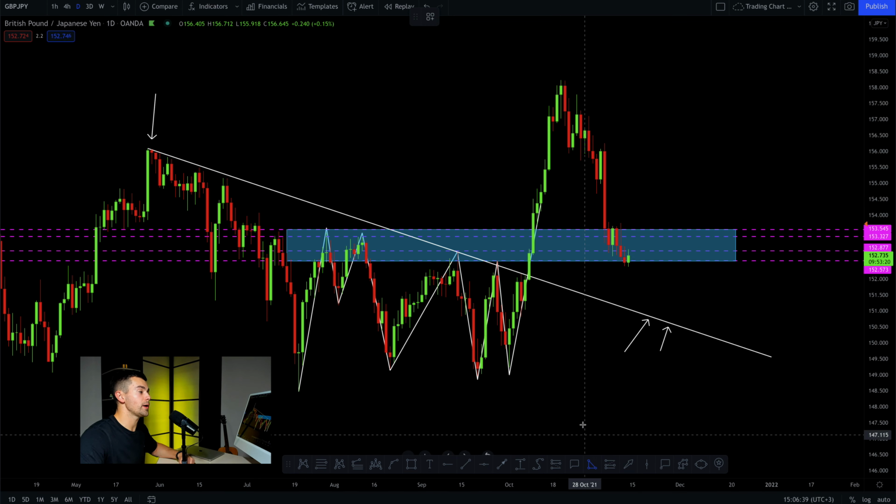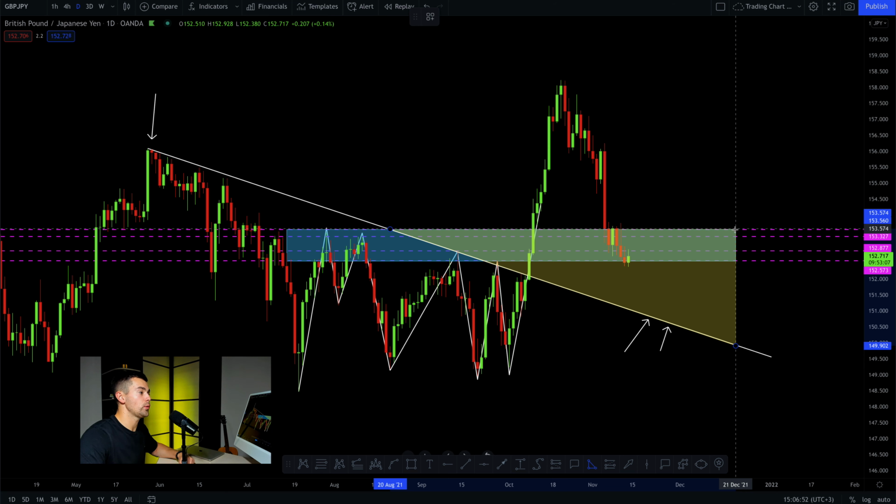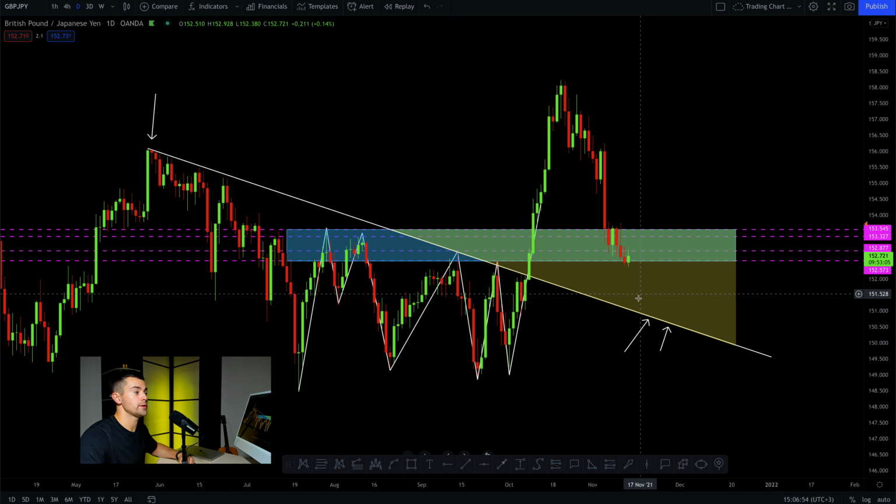From a current perspective, what we must do right here, we must unite our spotted horizontal structure, the horizontal demand cluster, and this falling trend line. So far, here is what we have. We have this area, this expanding area. And we call this expanding area the zone of demand.